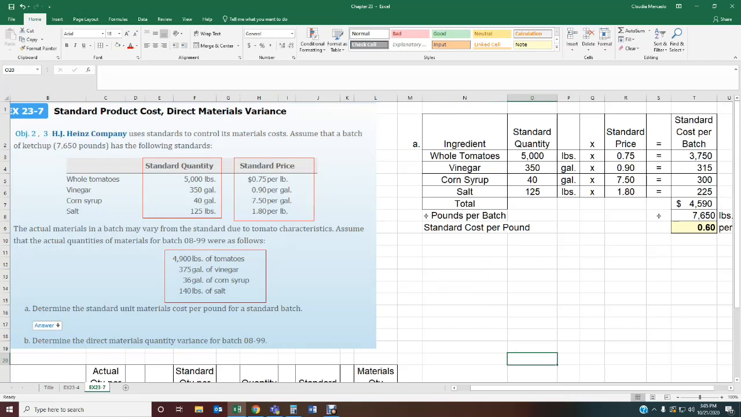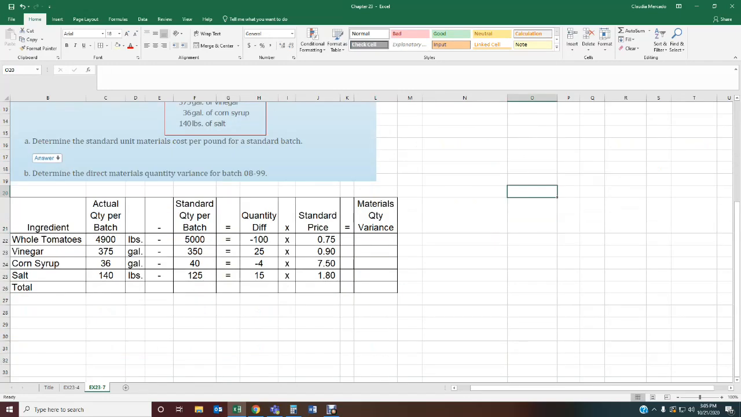And these are 75, 90, 750, 180. Yep, correct. Okay, just wanted to make sure I ran my numbers correct. Now I can get my materials quantity variance. Your materials quantity variance is going to be your quantity difference times your standard price.